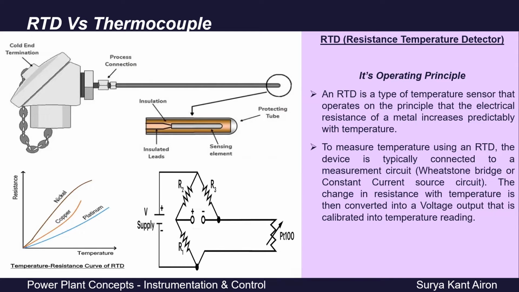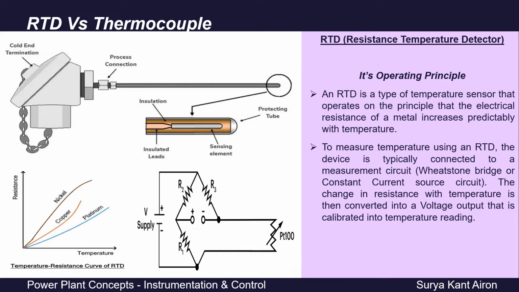Then this change in resistance is converted into a corresponding voltage signal using a measurement circuit, either a Wheatstone bridge or a comparatively better circuit, which is a constant current source circuit. Thus, this measured voltage is calibrated to get the corresponding temperature reading.